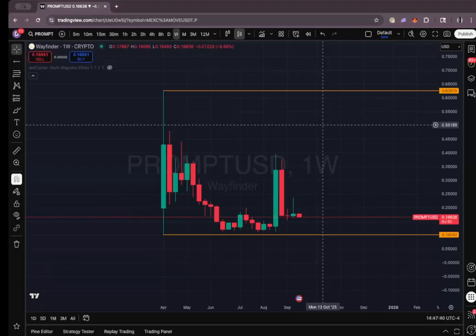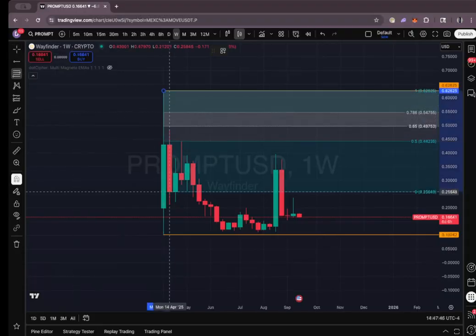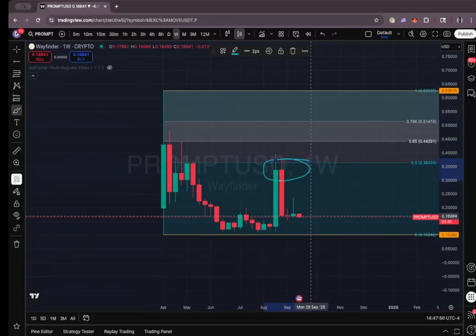This, I'll be honest, this is too balanced, right? If I were to draw the 50% right here, look at this. We literally made an order block and rejected right there, right?